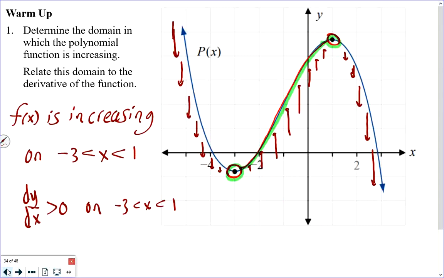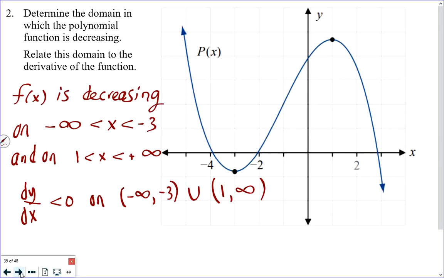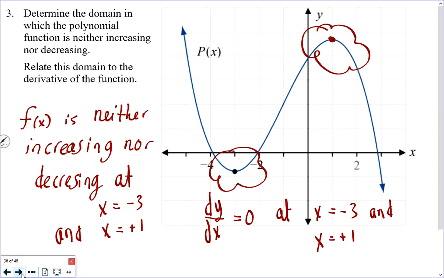the connection between where it's increasing and the derivative is always true. If a function is increasing, the derivative is positive. If a function is decreasing, the derivative is always negative. If it's neither increasing nor decreasing, it might or it might not be a maximum or minimum. But in this case, the derivative is 0. All right.